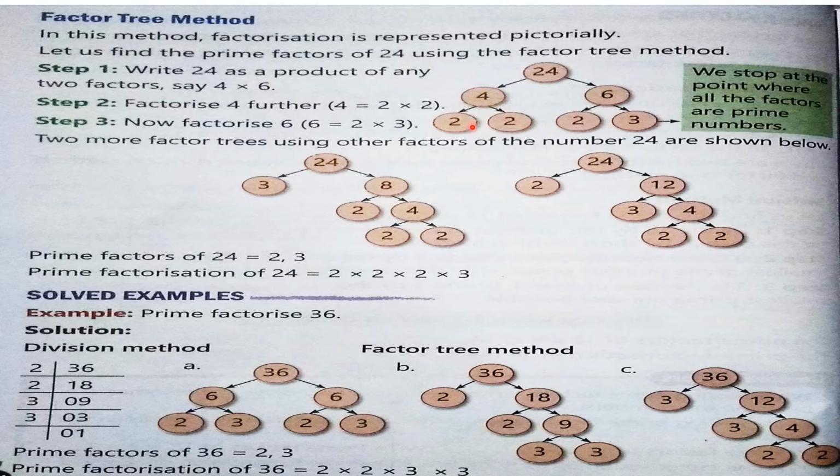We will not write all the prime factors, we will write only 2 once, because all the 2's are the same. So we will write only 2, and here 3. But in prime factorization, we have to write all these 4 numbers. So 2 into 2 into 2 into 3. 2 2's are 4, 4 2's are 8, 8 3's are 24.